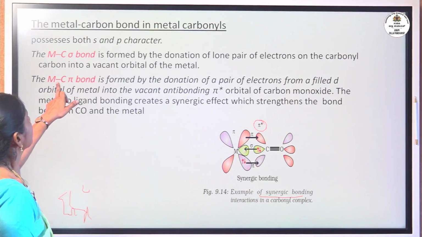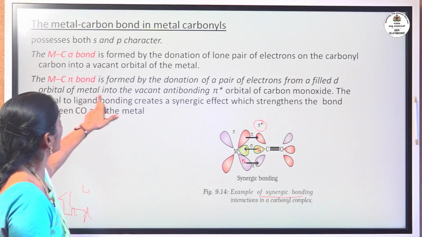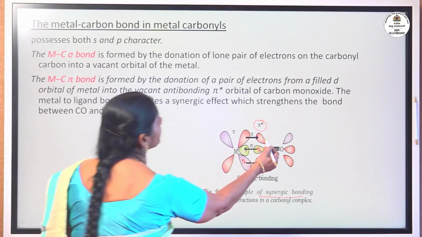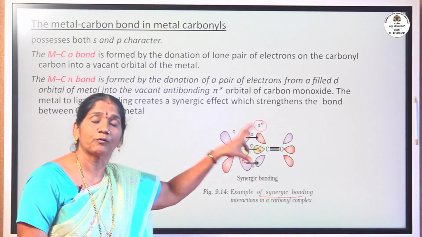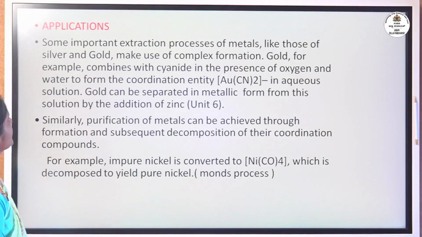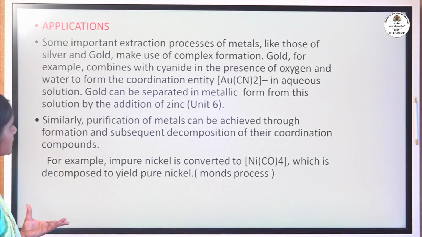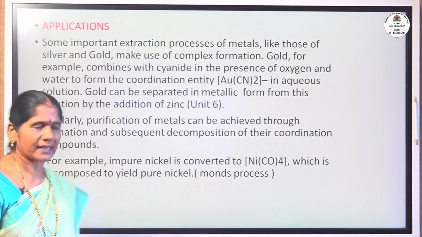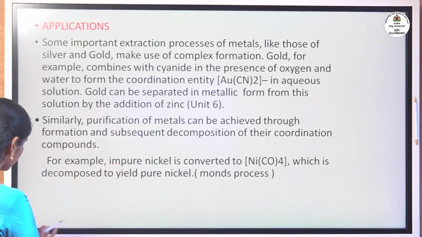So that M-C pi bond is formed by the donation of a pair of electrons from a filled d orbital of the metal to the vacant pi star orbital of carbon monoxide. Because of the presence of two bonds, the bond becomes stable. So applications, I am not going to discuss much about the applications. We use this in extraction processes, purification of metals, electroplating, etc.